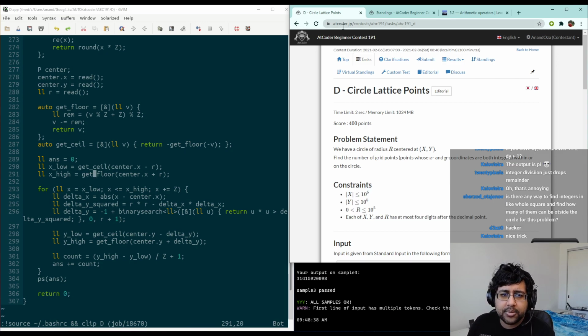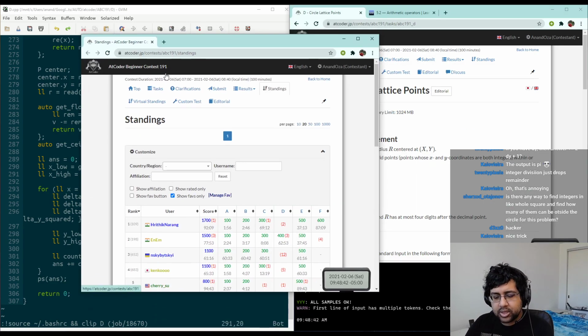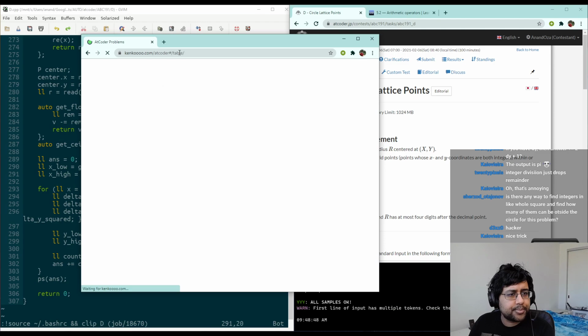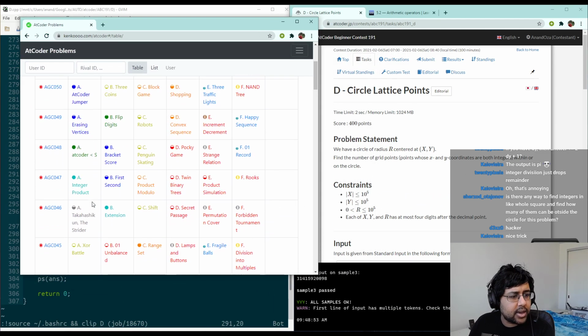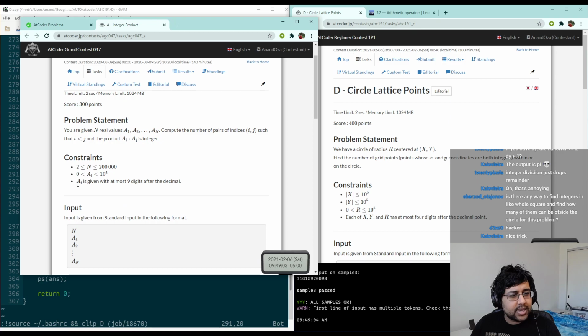But yeah, this is not a very common trick because usually they just don't give you decimals, but it showed up in a recent Grand Contest, actually. Let me find it. It was the one written by Eric Doe. So there was this one. You're given a bunch of real numbers, compute the number of pairs such that the product is an integer. And then they say that A_i is given with at most 9 digits after the decimal point.